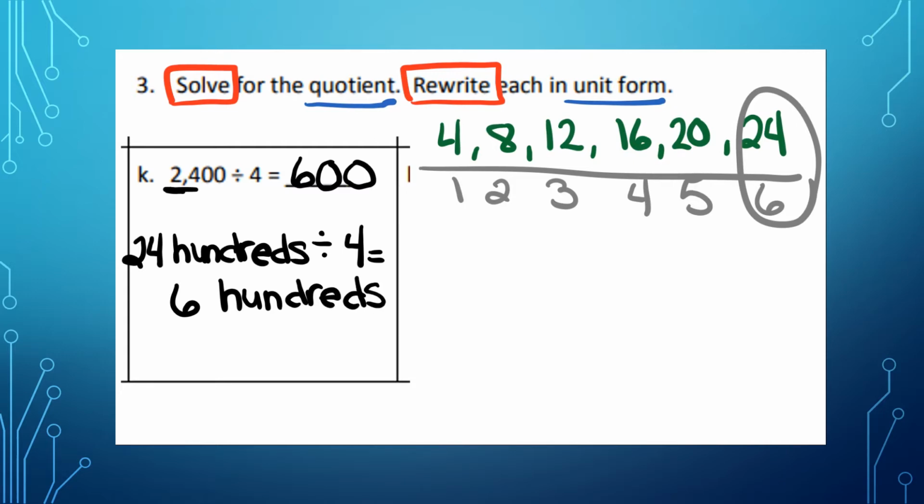Okay, this can be tricky because the 2,400 is technically in the thousands place, and so I feel like a lot of friends are going to want to write that there's 24 thousands, but remember it's not thousands because thousands is 3 zeros. This number only has the 2, which is the hundreds place. So if I go back, I've solved for the quotient and I rewrote the each in unit form, and so I'm done with this problem.